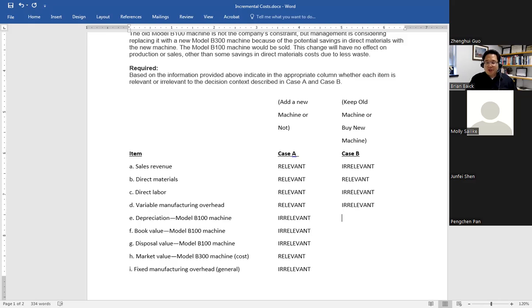What about the old machine? I already depreciated it 5 years at $10,000 a year. Is that important or not important? Can you type in the chat? What do you think? I already spent $10,000. I already have $10,000 in depreciation. Is that relevant or irrelevant when I go out to buy a new machine? It's irrelevant because it already happened. Too late, right? So that's irrelevant.